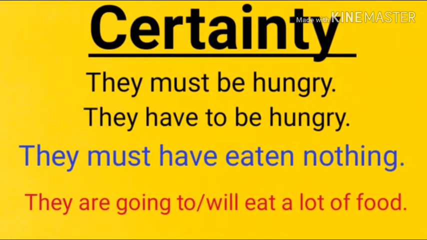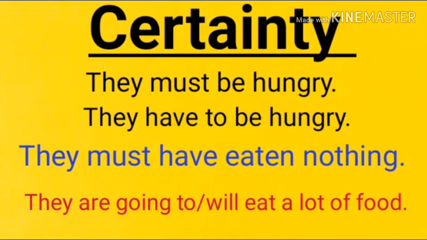We can use must and have to show certainty. If we are sure about something, we are certain about something, so we can use must and have to. So we can use must and have to in present, and for past we will use must have, and for future we will use will or be going to.